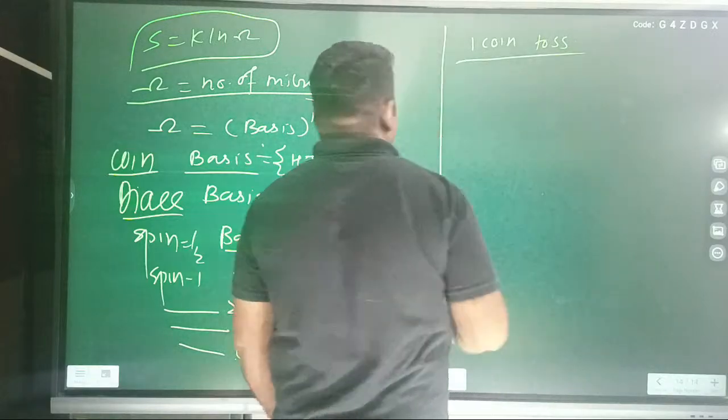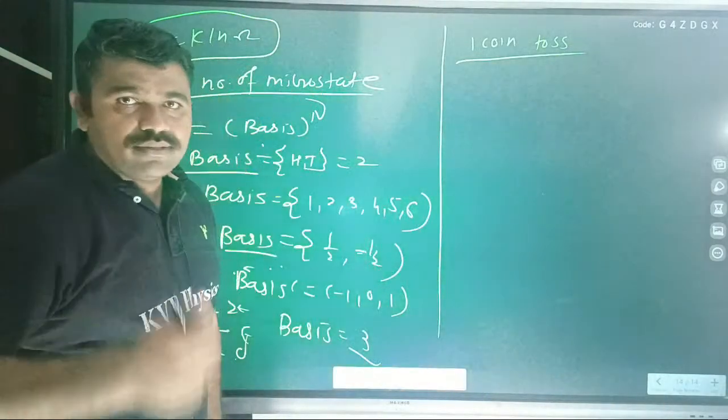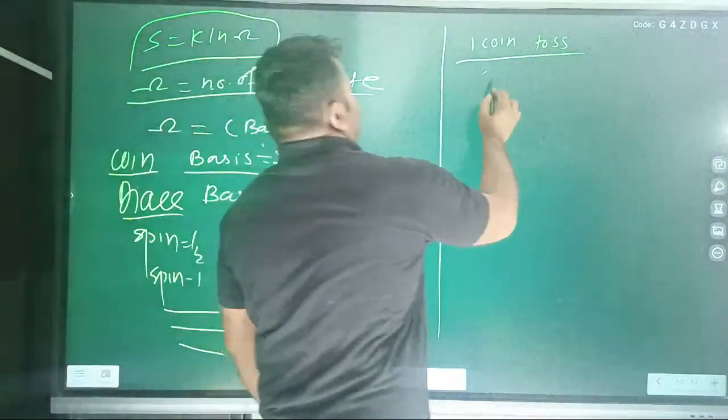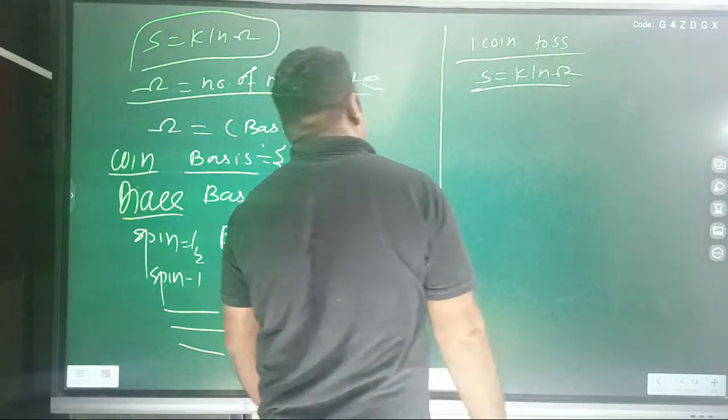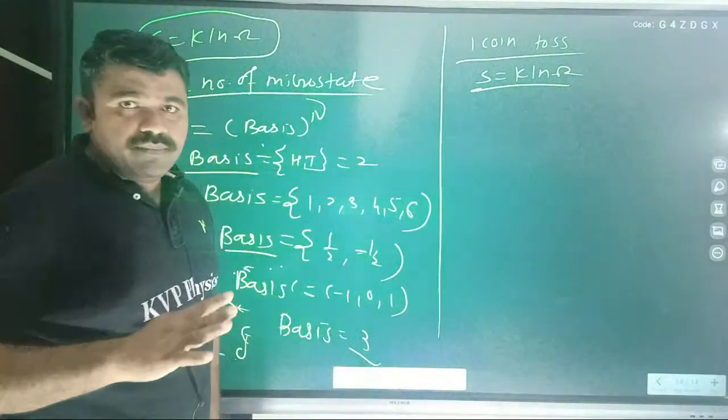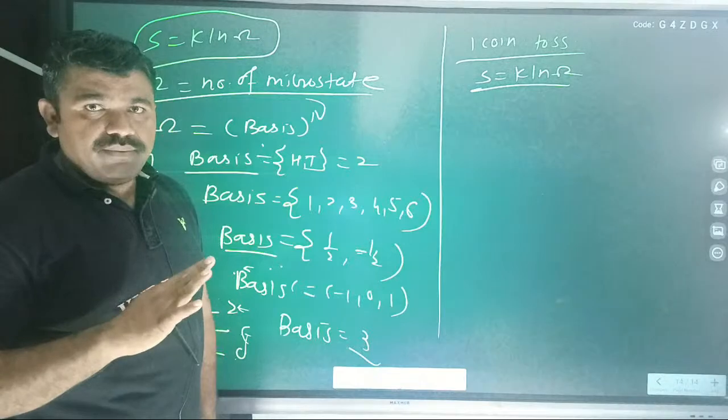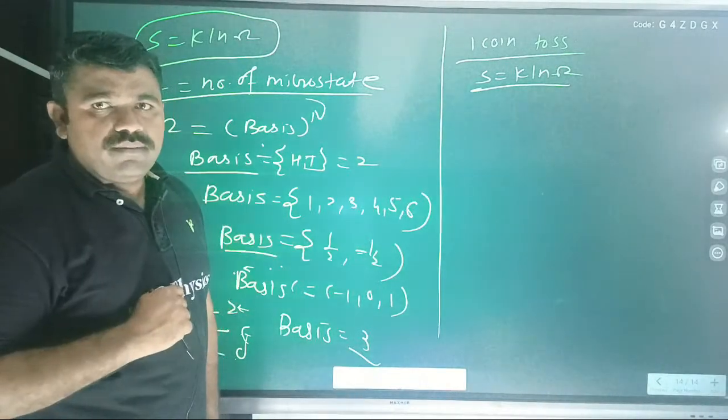One coin is tossed. What is the entropy? We know that S is equal to k ln omega. This is a very important formula. This formula is the bridge between statistical mechanics and thermodynamics.